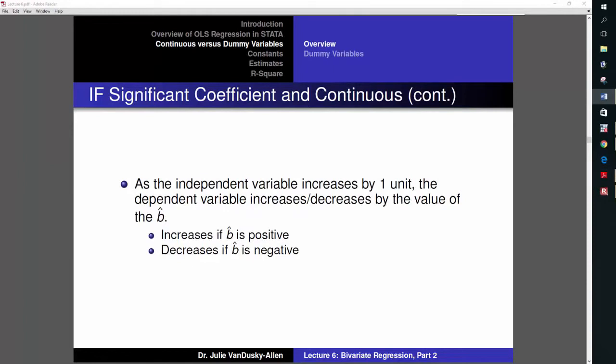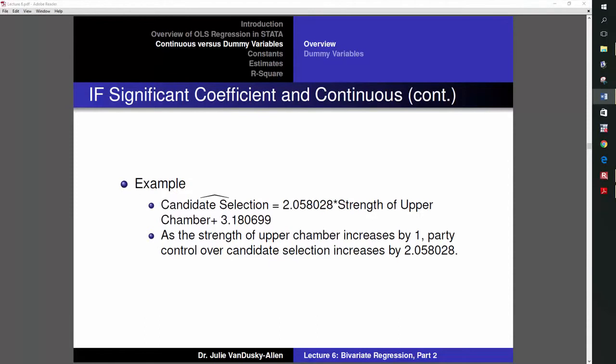You can say, as the independent variable increases by 1 unit, the dependent variable increases or decreases by the value of b hat. The dependent variable increases if the b hat is positive and decreases if b hat is negative. So using our example, we can say as the strength of the upper chamber increases by 1, party control over candidate selection increases by 2.058028.